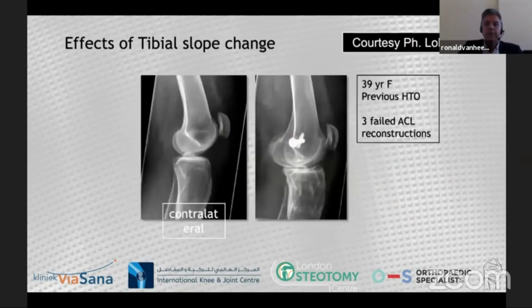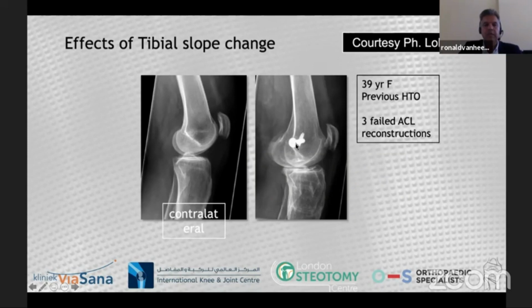This is courtesy of Professor Philip Lobenhofer, a good friend of mine, excellent osteotomy surgeon, who gave me these slides, and I've used it a couple of times since then to illustrate the phenomenon that plays with tibial slope changes. The tibial slope in this patient was changed after a high tibial osteotomy, and here I show the importance of good x-rays. So this is the contralateral normal side.